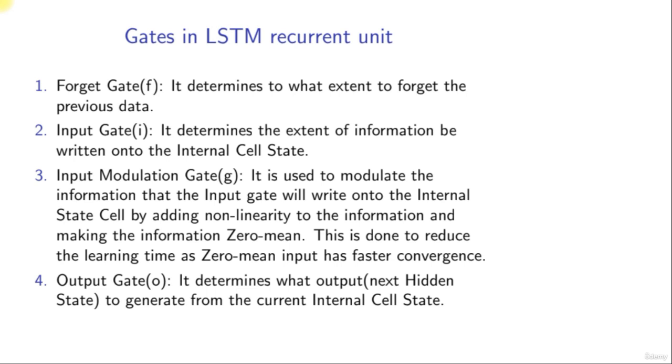The third one we have is the input modulation gate, or G. It is used to modulate the information that the input gate will write onto the internal state cell by adding non-linearity to the information and making the information zero mean. This is done to reduce the learning time, as zero mean input has faster convergence. That's why we use the input modulation gate, and that is denoted by G. Finally, we have the output gate, that is denoted by O. It determines what output or the next hidden state to generate from the current internal state. So these are the different gates that are used in LSTM.